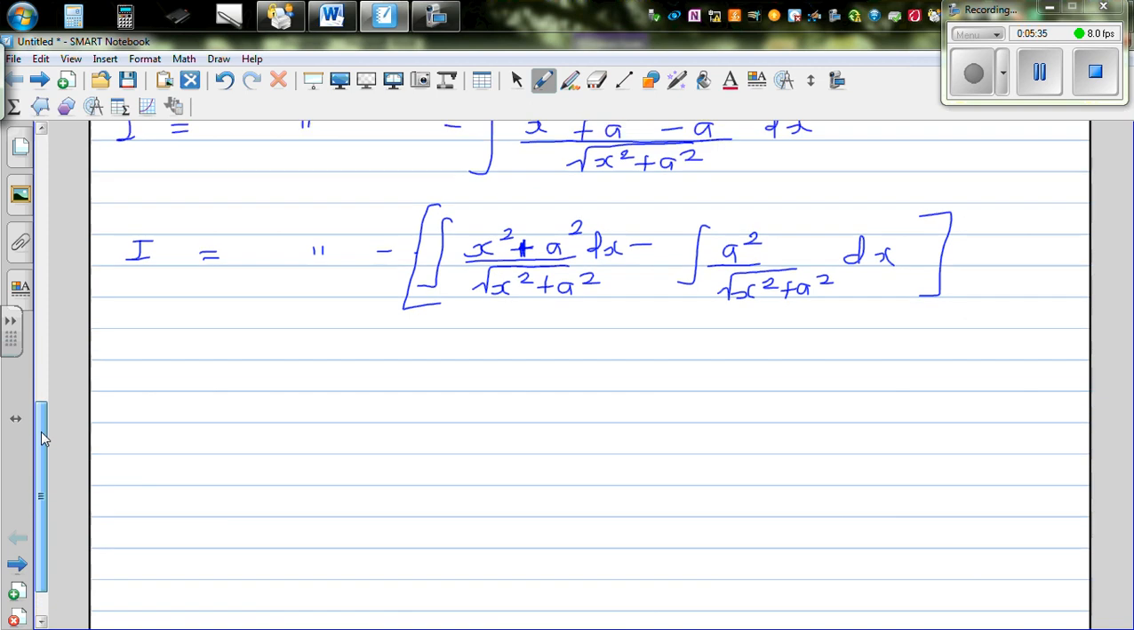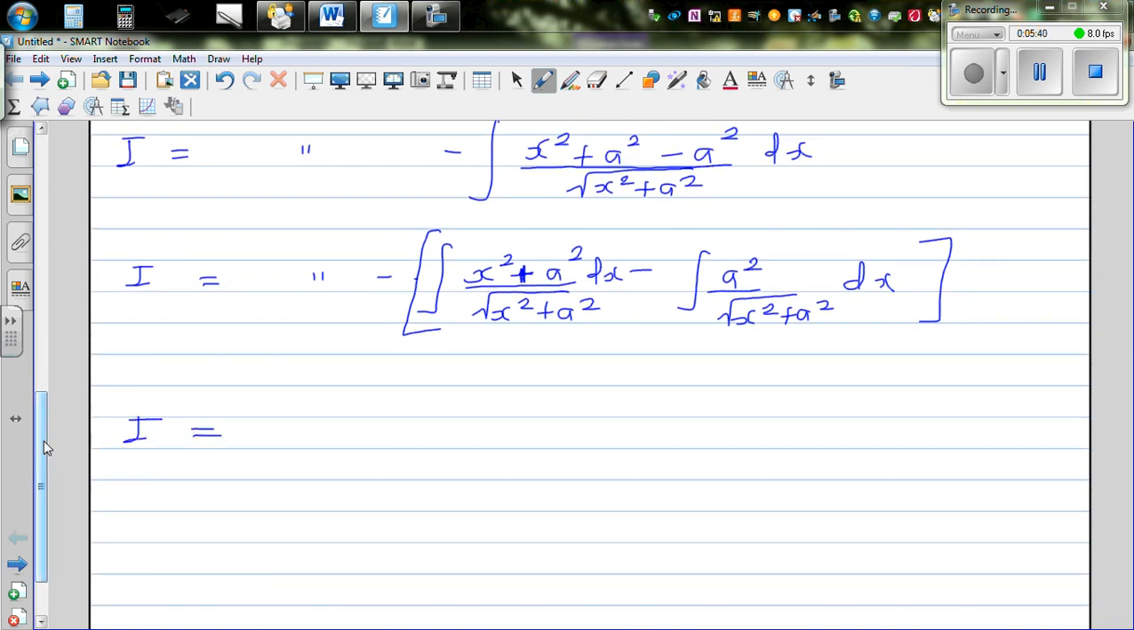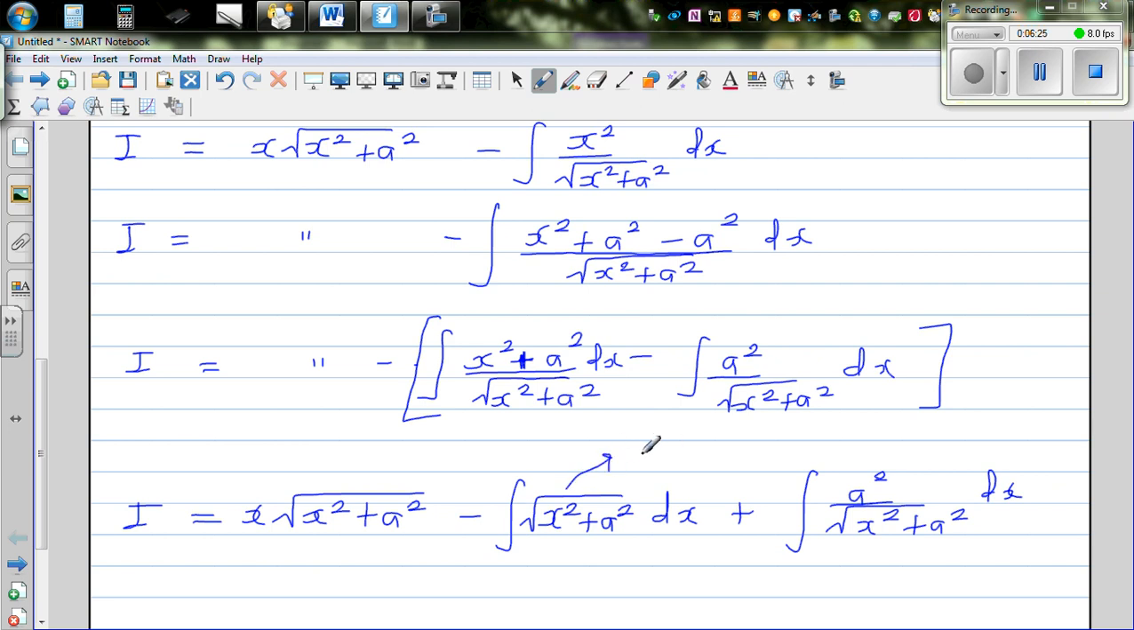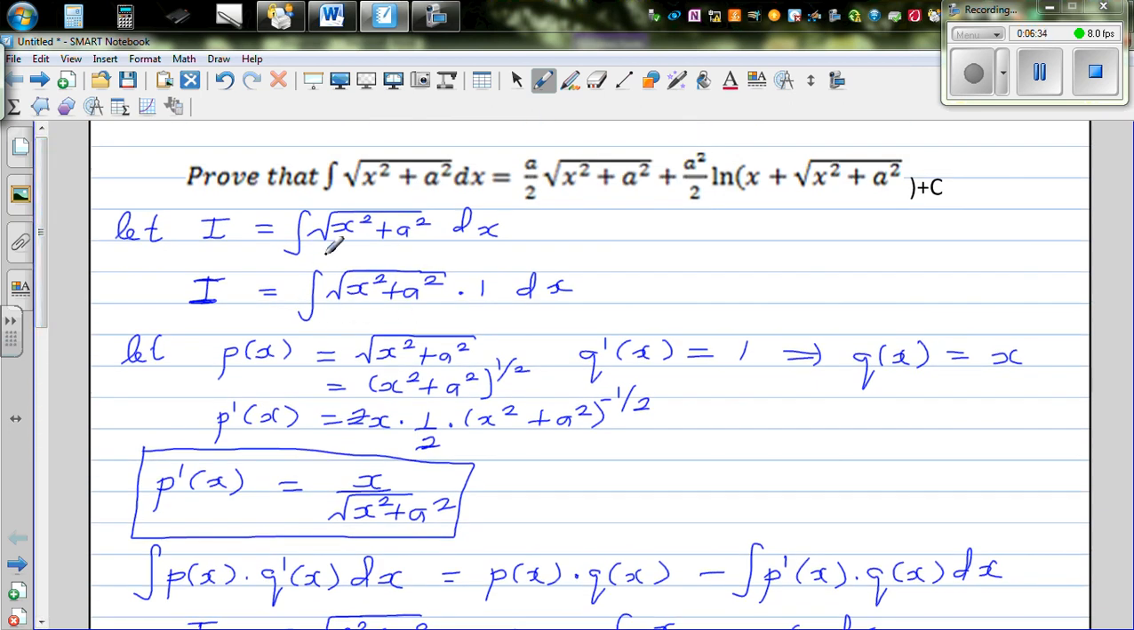So we're almost there. I is equal to x times square root of x squared plus a squared, now opening the bracket with this minus, minus the integration of square root of x squared plus a squared dx. I want you to look at something which is happening here. This minus and minus makes a plus: the integration of a squared over square root of x squared plus a squared dx. Now if you look at this properly, the first integral is the integral I that we started with. We defined I as the integration of square root of x squared plus a squared dx. So in place of this, I can write I.